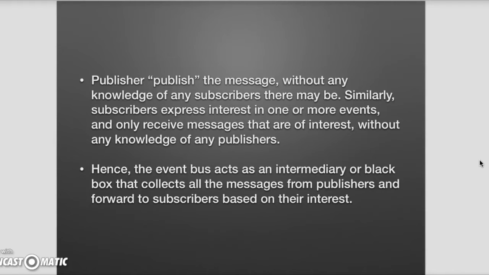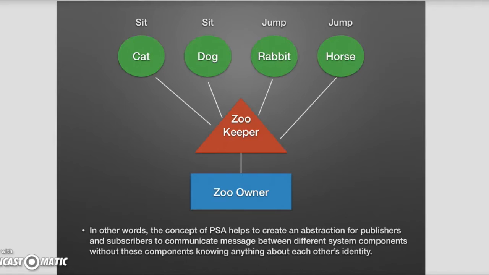Hence, the event bus, or you can say the middleware, acts as an intermediary or a black box that collects all the messages and then forwards them to the subscribers based on what they want to know or their interest. So, before I explain, let me give you an analogy of how publish-subscribe looks in reality. Given that you're in a zoo, it consists of various types of animals. In this case, we have dog, cat, rabbit, horse.